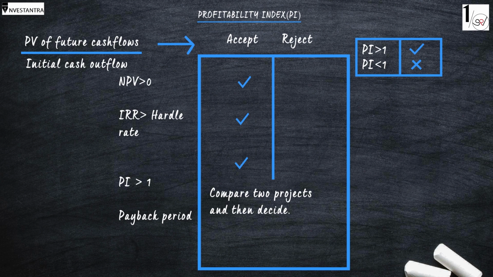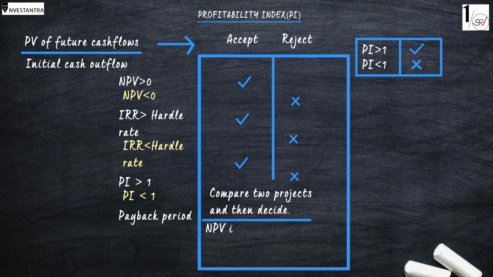NPV is less than 0. IRR is less than hurdle rate. Profitability index is less than 1. So in all these cases, you reject the project. NPV is more important than IRR. Accept, reject decisions.